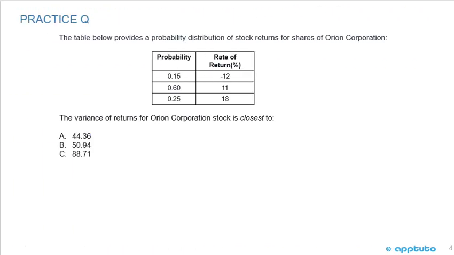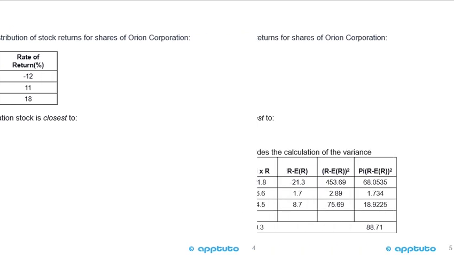So here's a practice problem. The table below provides a probability distribution of stock returns for shares of Orion Corporation. So a 15% probability of a return of negative 12%, a 60% probability of a return of 11%, and a 25% probability of a return of 18%. The variance of returns for Orion Corporation stock is closest to A, 44.36, B, 50.94, or C, 88.71.